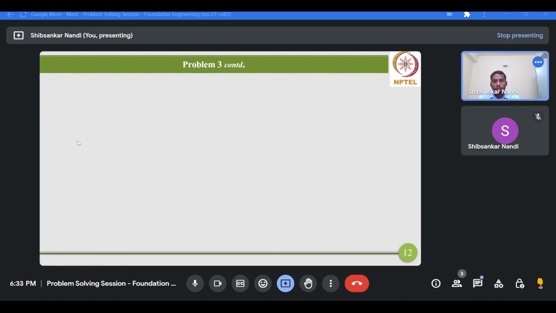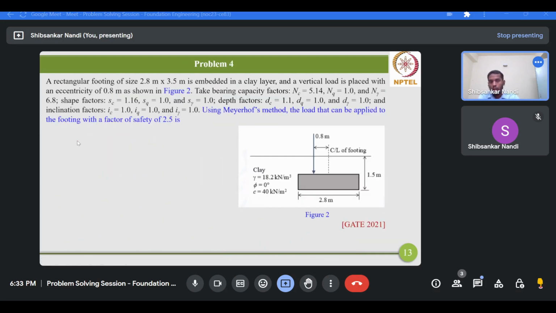Okay, so now we'll take problem 4. Again, this problem is taken from GATE 2021. In this problem, a rectangular footing of size 2.8 meter by 3.5 meter is embedded in a clay layer and a vertical load is placed with an eccentricity of 0.8 meter as shown in figure 2. Okay. Take bearing capacity factors Nc, Nq and N gamma. So the values for bearing capacity factors are given.